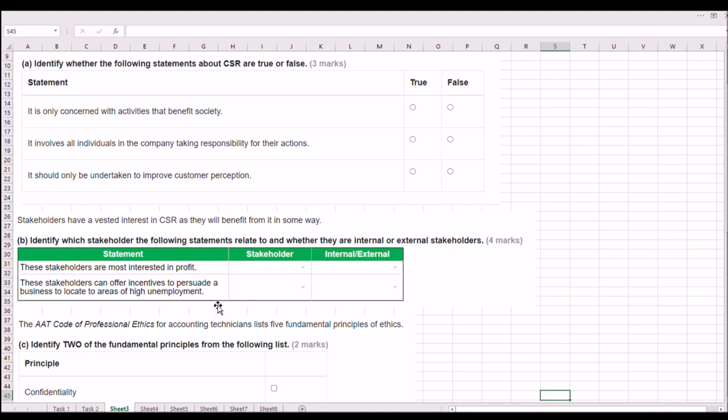These stakeholders can offer high incentives to persuade a business to locate to the area. So the people who offer incentives to the business to relocate to areas of high unemployment, that's going to be the government. The government's going to provide those kind of things through business parks where there's no business rates. And then also something called capital allowances. So if you invest, let's say, in a big machine, then you can write off 100% of it against your profit straight away, rather than over time.